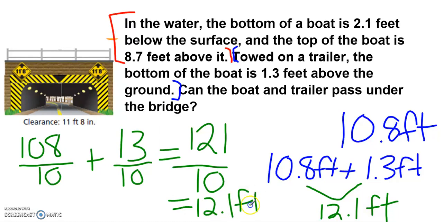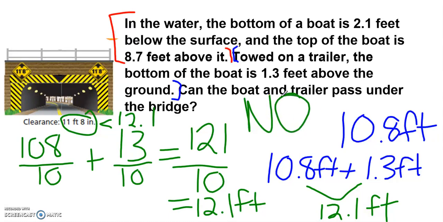Feet. Okay, so now the question that they're trying to answer is, can the boat and trailer pass underneath the bridge? If the bridge has this much clearance, the boat is obviously greater by 0.3, so it cannot go under. No, cannot go under that bridge.